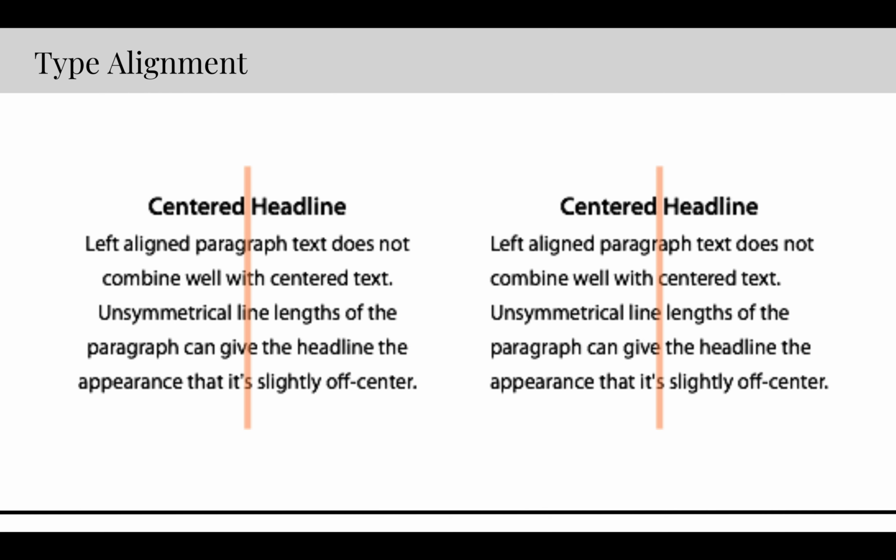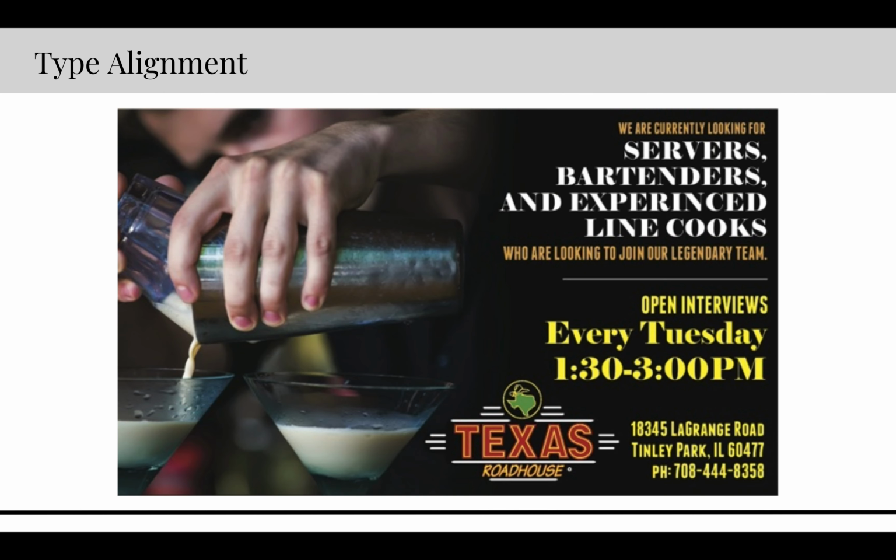One other mistake you should never make is to combine center text with left-aligned text. For example, a center-aligned headline should not go with a left-aligned paragraph, and this is because the unsymmetrical line lengths of the paragraph can give the headline the appearance that it's slightly off-center. You also lose the symmetrical appearance of your paragraph. A centered headline should go with center text, a left-aligned headline should go with left-aligned text, and avoid mixing the two together so your text doesn't look unbalanced.